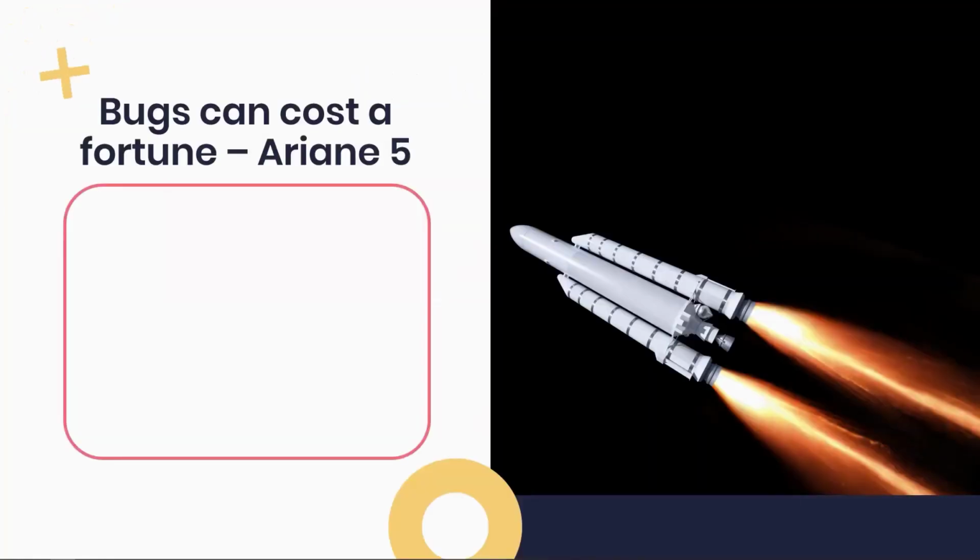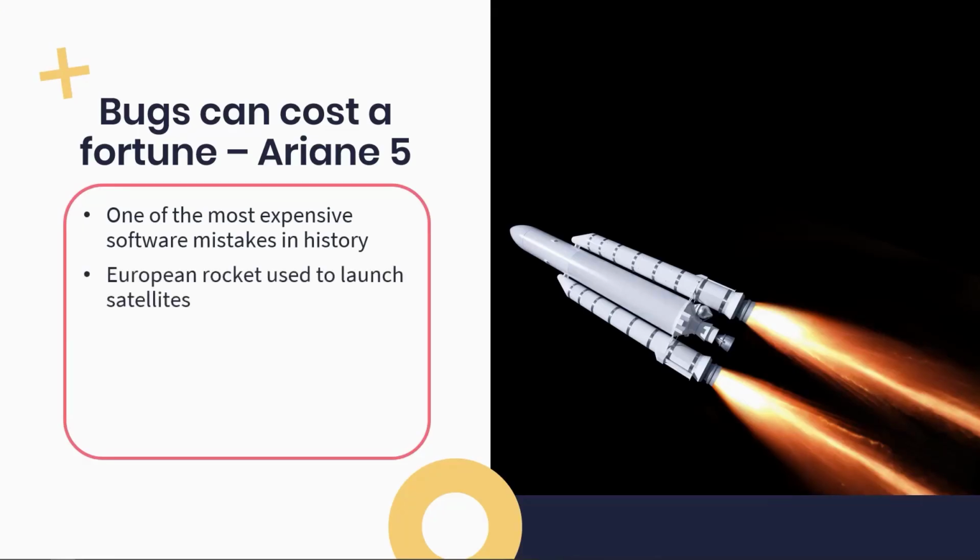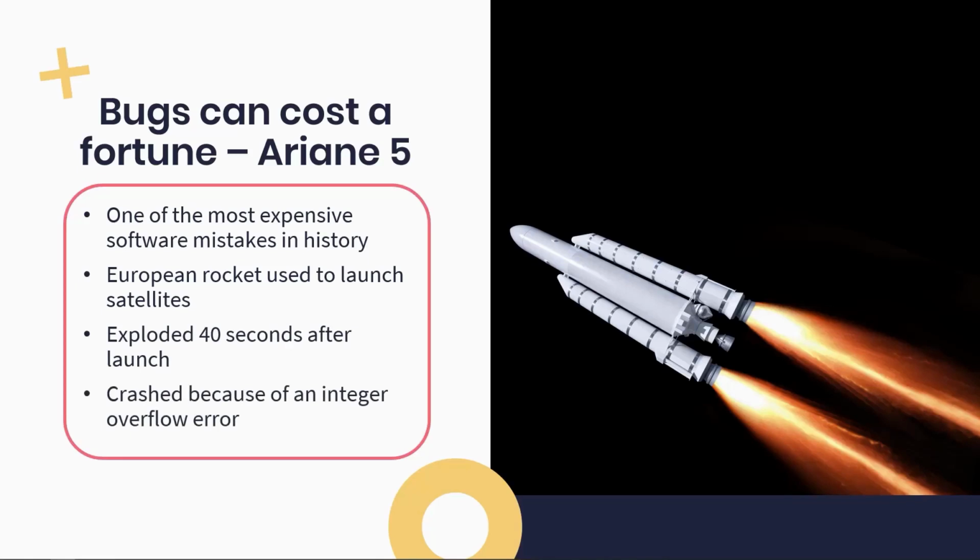Bugs can turn out to be very expensive mistakes. Take, for example, the Ariane 5 rocket failure in 1996. The Ariane 5 explosion was one of the most expensive software mistakes in history. It was a famous European rocket that was used to launch satellites, and the project cost around $8 billion. The rocket exploded a mere 40 seconds after launch. The rocket crashed because of an integer overflow error, which is a pretty common bug in computer programming.